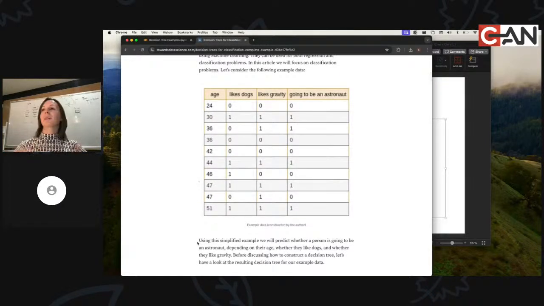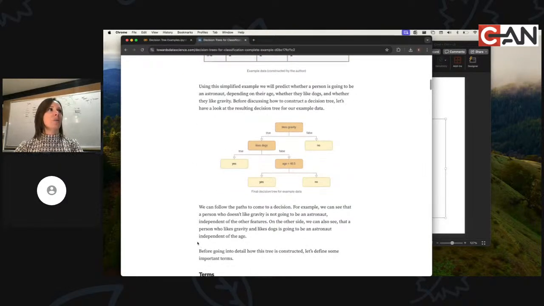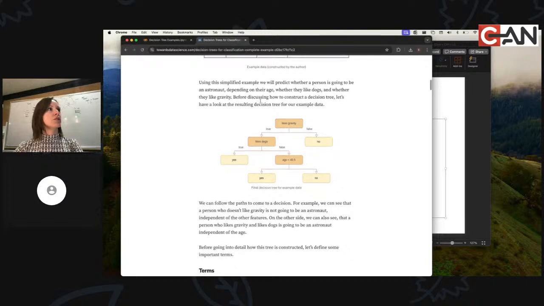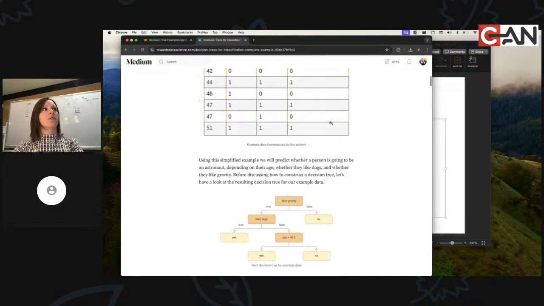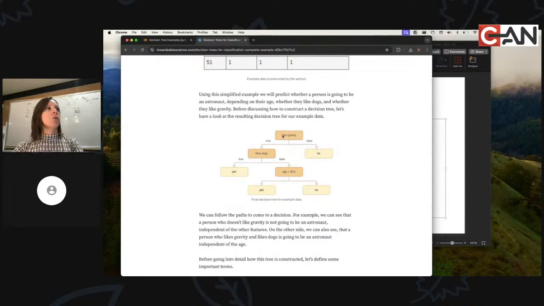But what if you have something like age? How do you split on that? You don't have 2 categories or 3 categories. You have potentially millions of categories. So how does that work? Well, first, this just walks through the decision tree and what that might look like. If they like gravity, true or false, then no, they're not going to be an astronaut. Or if they like gravity and dogs, then yes, they're going to be an astronaut.